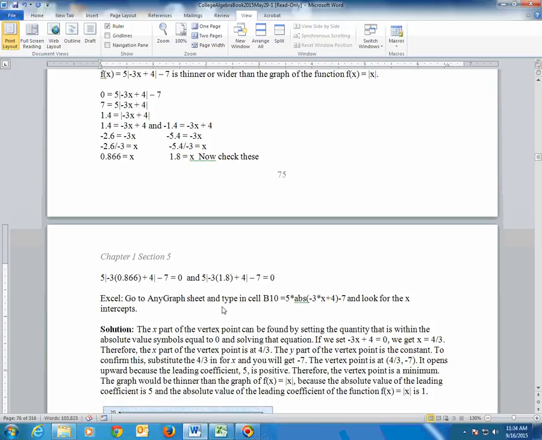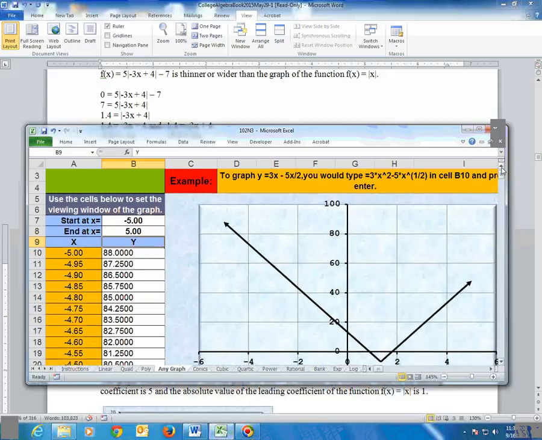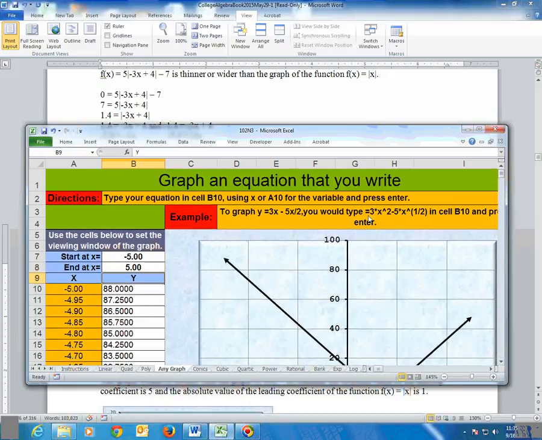So it works. Now another option is to do this on the AnyGraph sheet. So the AnyGraph sheet is the Excel sheet that looks like this, and it gives you directions here how to type equations in. Like here's an example. So you type in the equation right here in cell B10, and I typed it in right here. You can pause it and see it. It says equals 5 times, that's asterisk, which is shift 8. ABS means absolute value, and what are we taking the absolute value of? Parentheses. 3 times, and you can actually type in the letter x for the letter x, then what? Plus 4 minus 7. So you just type that in. Once you have that typed in, then just hit enter and it will graph it.